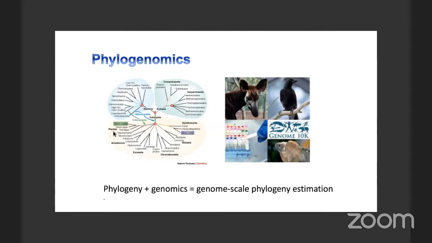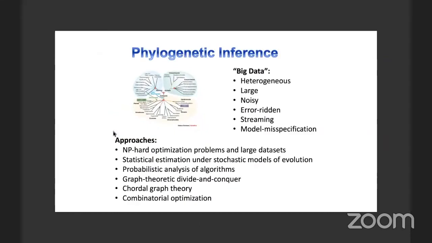And so there's this group called the Genome 10K, and there's even bigger groups now that are going out trying to assemble genomes from across all of life. So you get these massive data sets, and you're trying to use those massive data sets to understand how life evolved on Earth. So phylogenetic inference as a computational and statistical problem is fascinating.